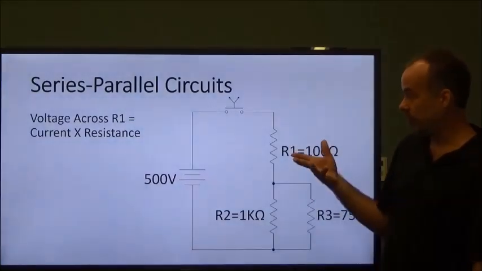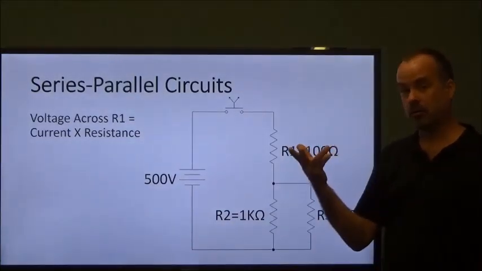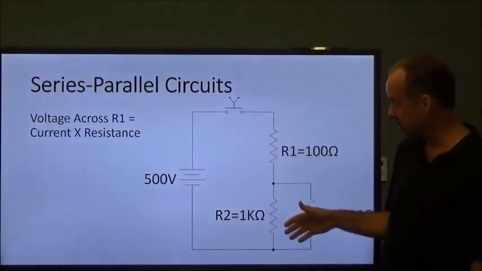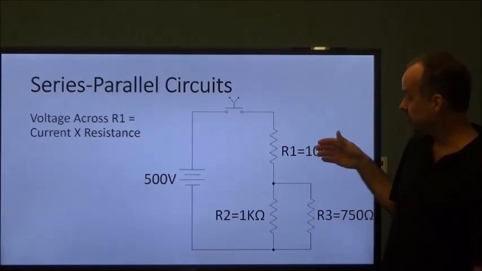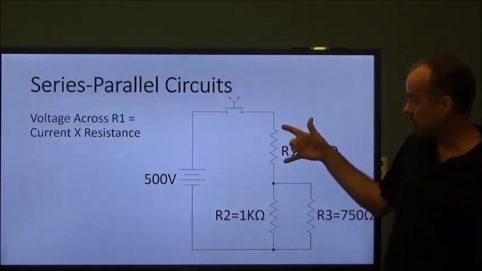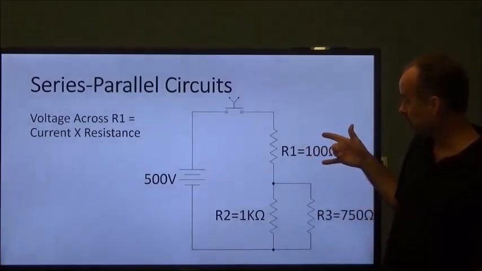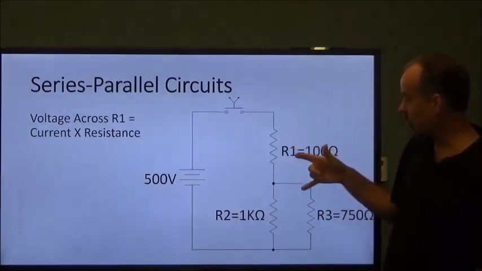So moving forward, now that we know our total current, our total voltage, and our total resistance, let's start breaking it down over each load to find out what the current and voltage are at each point. The first thing I want to do is find the voltage drop across R1.